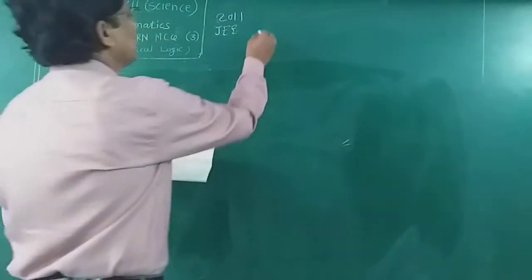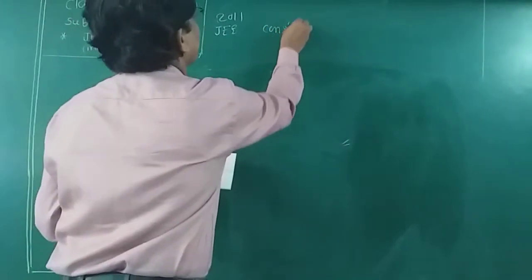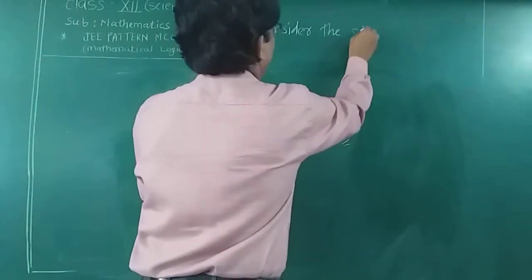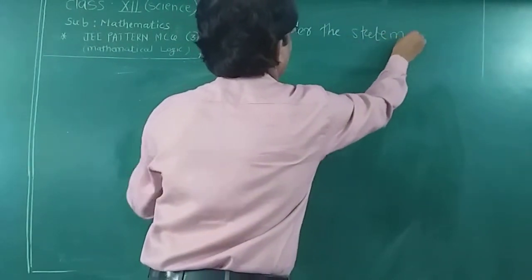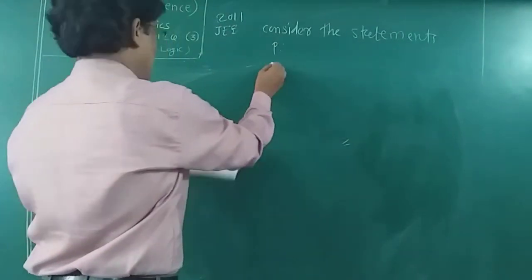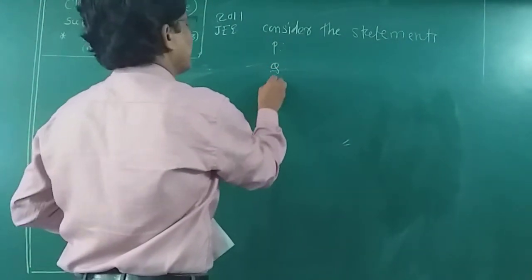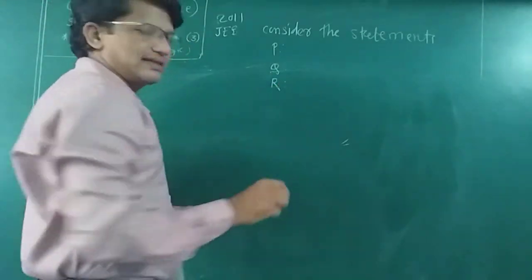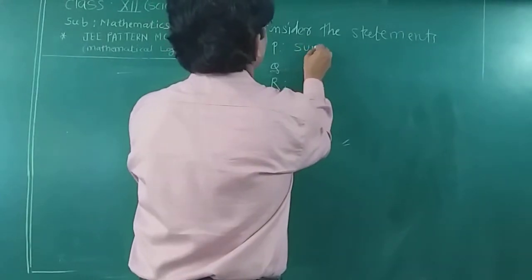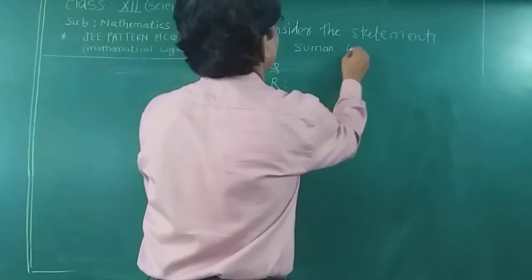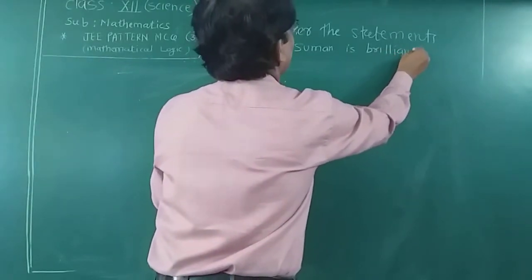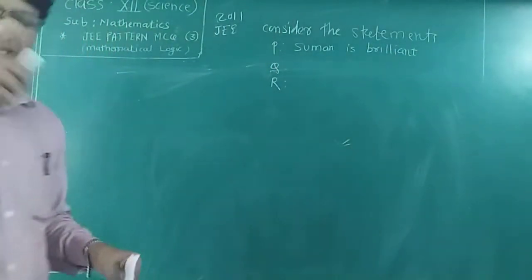Consider the statements. First is P, here is Q, and here is R. These are three different statements. Here, Suman is brilliant. This is the first statement given.